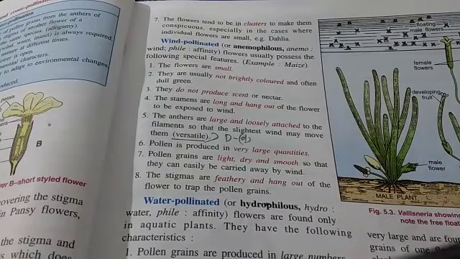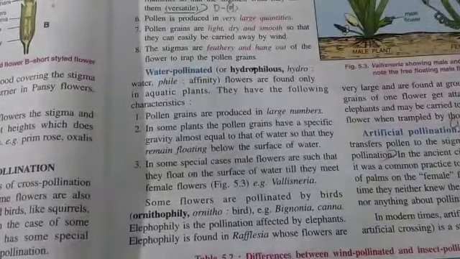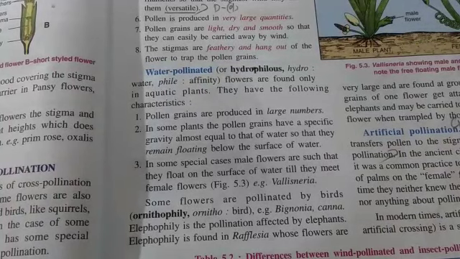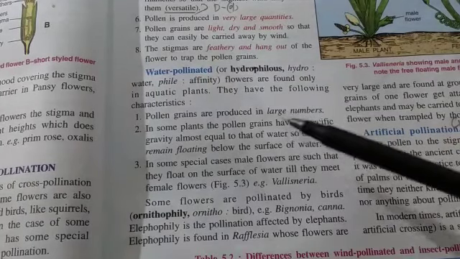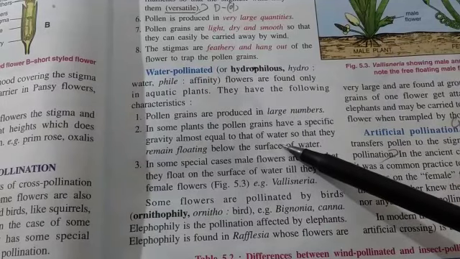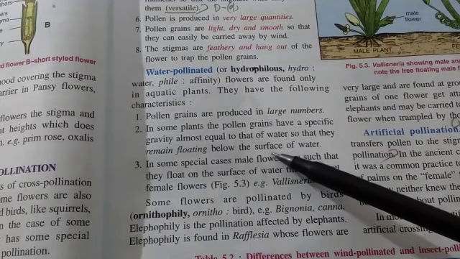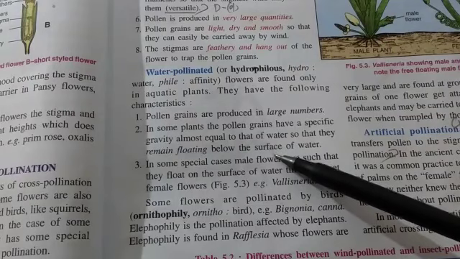The next one is water pollinated. It is also known as hydrophilous. Hydro means water, phili means affinity again. The characteristic features are that pollen grains are produced in large numbers. In some plants, the pollen grains have a specific gravity almost equal to that of water, so that they can remain floating just below the surface of water till they meet the female flower.